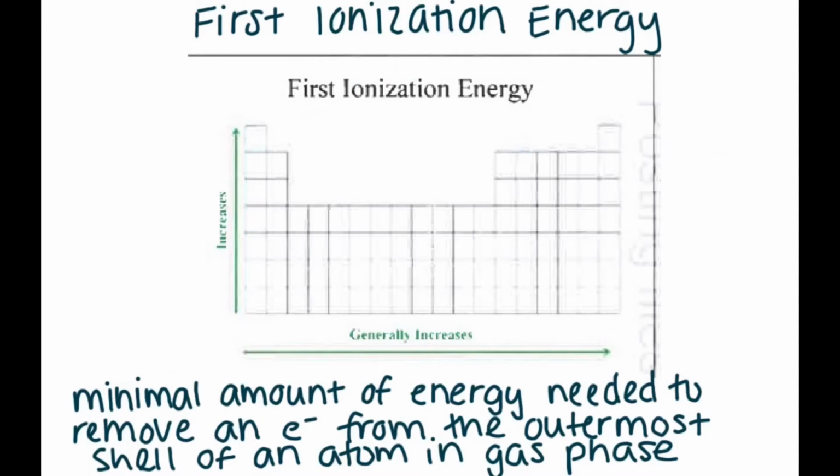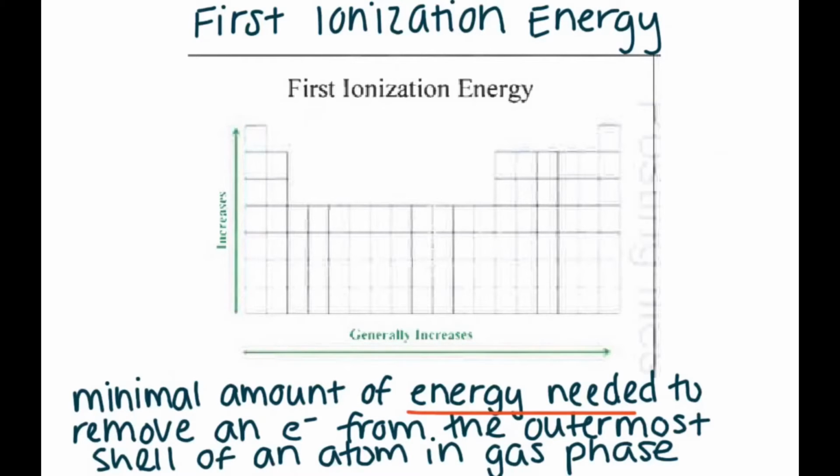First ionization energy refers to the minimal amount of energy needed to remove an electron from the outermost shell of an atom in the gas phase. And ionization is always endothermic because it is the amount of energy needed, meaning that energy is being applied to the atom in order for the electron to be removed. So ionization energy is always going to have a positive value.